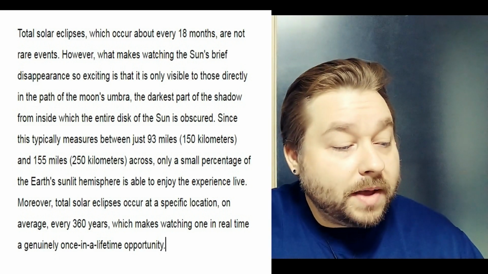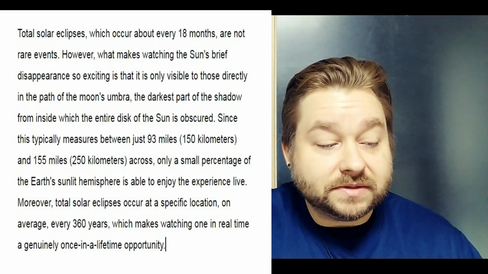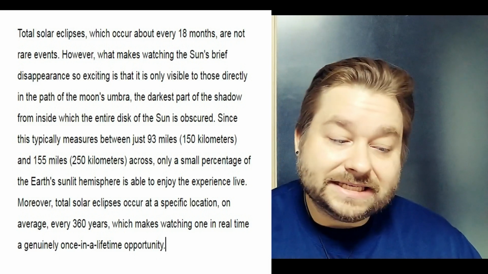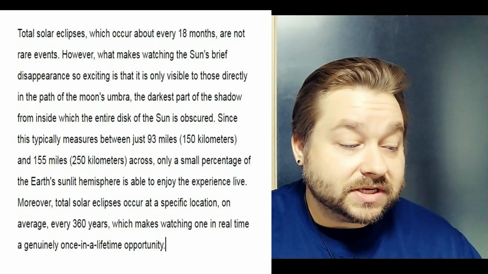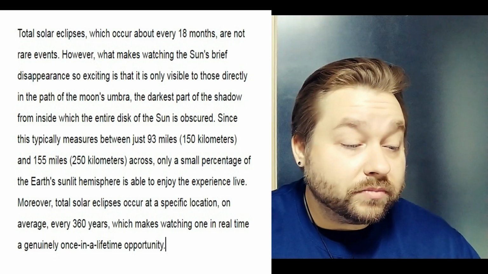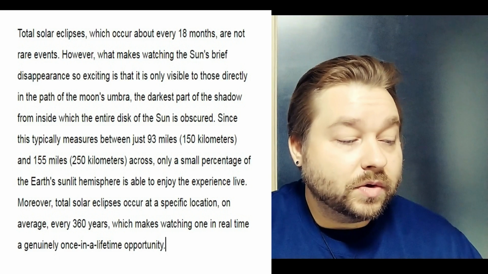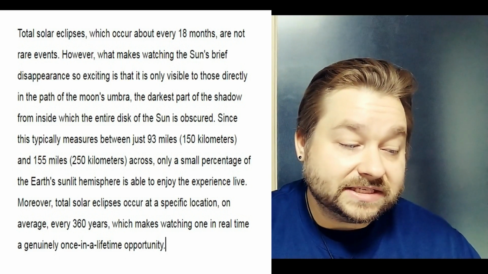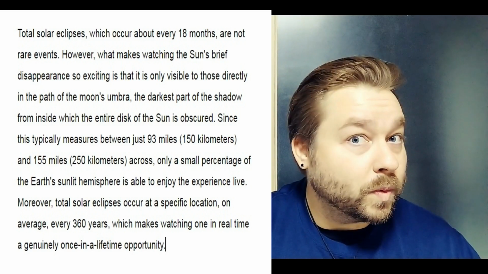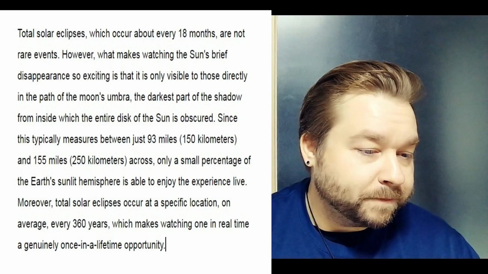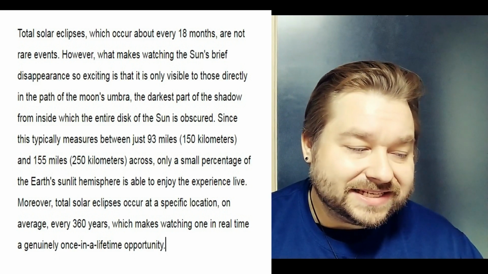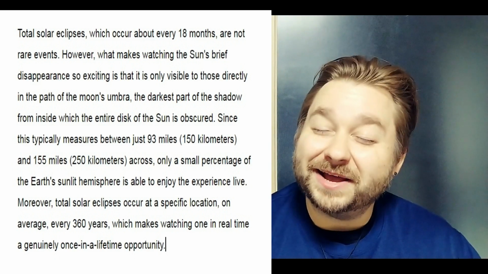However, what makes watching the sun's brief disappearance so exciting is that it is only visible to those directly in the path of the moon's umbra, the darkest part of the shadow from inside which the entire disk of the sun is obscured. Let's do that one more time. However, what makes the sun... I'm sorry again.